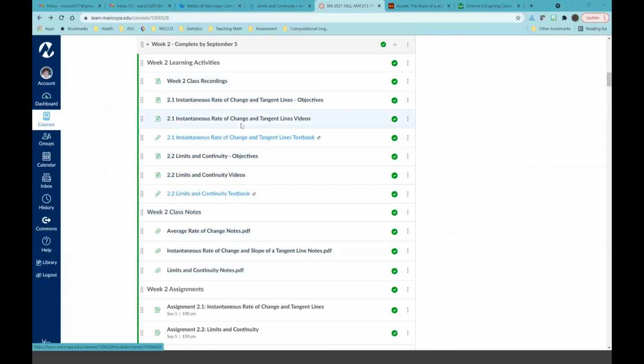We did instantaneous rates of change and tangent lines in class on Monday. And today we're going to be talking about limits and continuity, sections 2.1 and 2.2. I am going to be using the limits and continuity notes today. Average and instantaneous rate of change are the notes I handed out in class, or that you printed off.